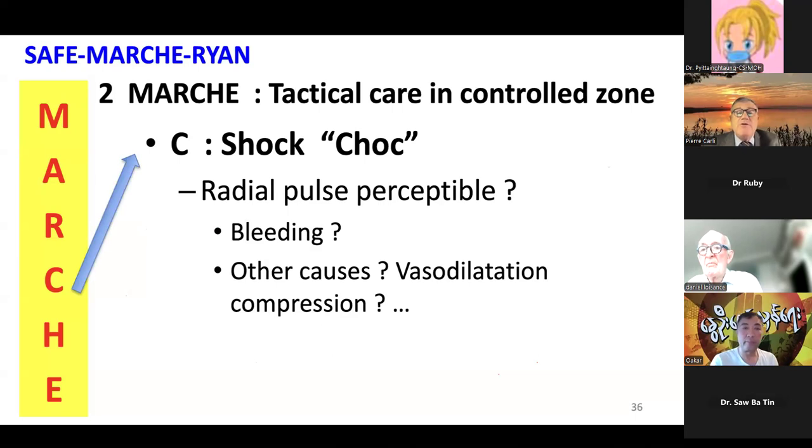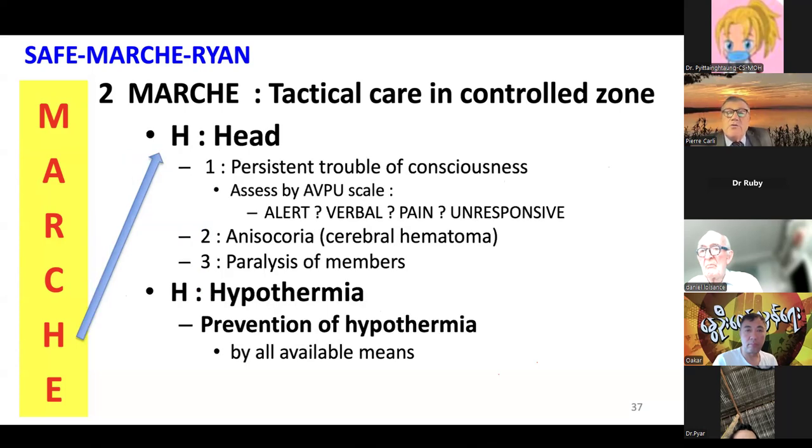The fourth point is C. C means shock in French, written like that. And again, a simple measure to evaluate it: radial pulse. Radial pulse, okay. Okay, not okay. That means the patient is bleeding. And you may have also other causes, for example, spinal trauma. We will see in another course, I think.